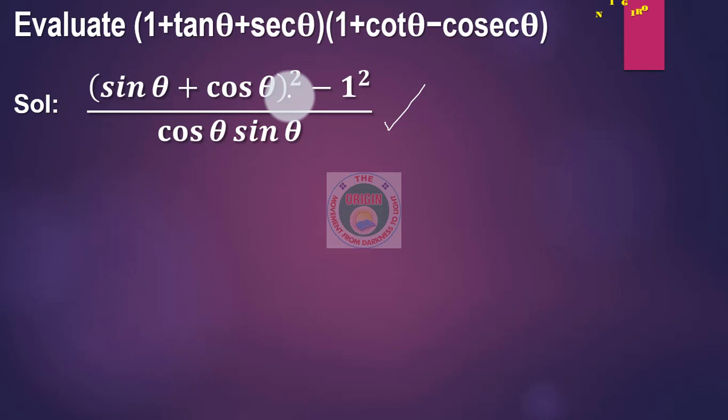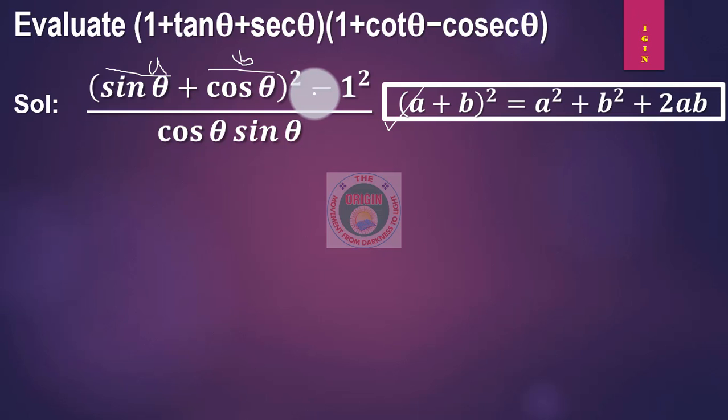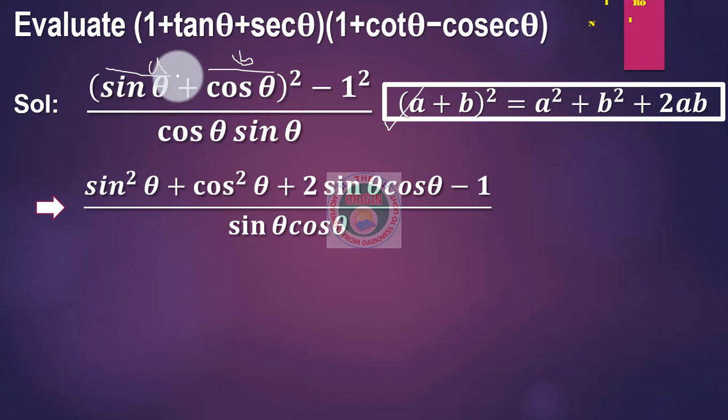Here in sin theta plus cos theta, this is A and this is B. Now read A plus B whole square. The formula is A square plus B square plus 2AB. Expand sin theta plus cos theta whole square in the form of A plus B whole square. That is A square, sin square theta, B square, cos square theta, plus 2AB, that is 2 into sin theta into cos theta, minus 1 square, which is 1.